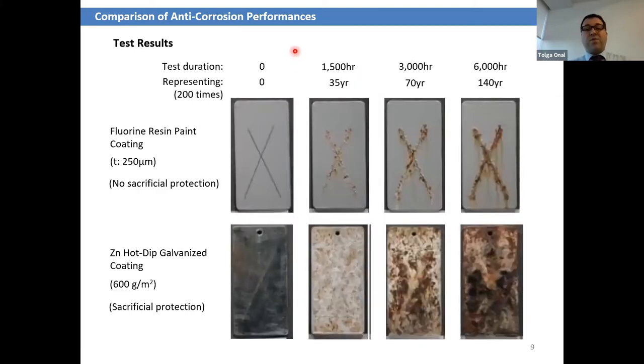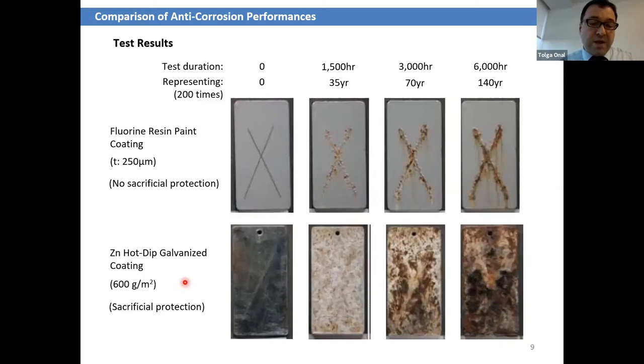After 1,500 hours, rust was observed on the cross cut of the pieces coated with fluorine resin paint coating. The paint coating is good for coating the whole surface, has a good performance, but it does not have a good performance for physical damages.